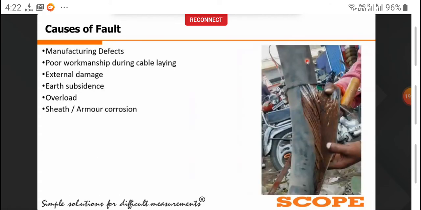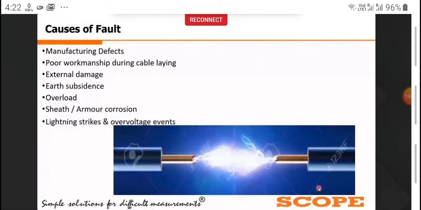Next one is sheath or armor corrosion. In this picture, you can see the level of corrosion on the armor. This is caused when the outer jacket is damaged and moisture enters the cable, and due to that the armor of the cable gets corroded. This will cause breakdown of the inner insulation due to the formation of water trees and electrical trees. So this is one of the major causes of cable faults.